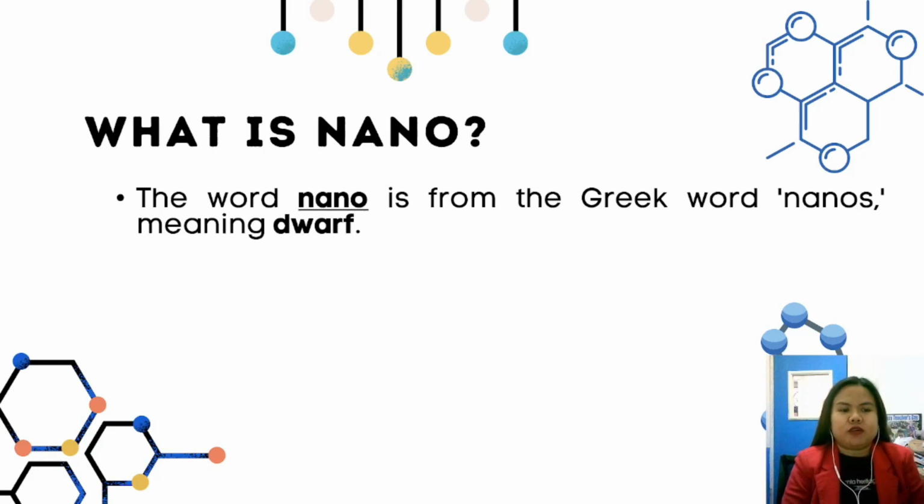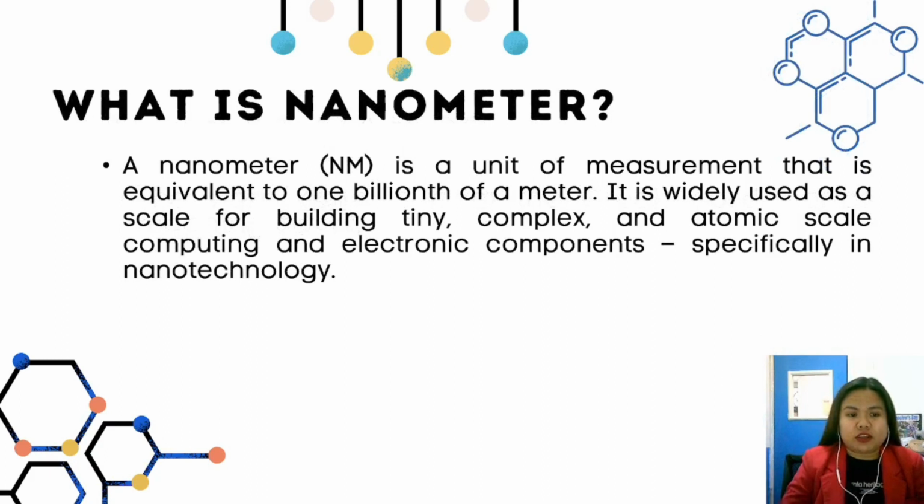What is nano? The word nano is from the Greek word nanos, meaning dwarf. Nano is a prefix used to describe 1 billionth of something. What is nanometer? Nanometer is a unit of measurement that is equivalent to 1 billionth of a meter. It is widely used as a scale of building tiny, complex, and atomic scale computing and electronic components, specifically in nanotechnology.